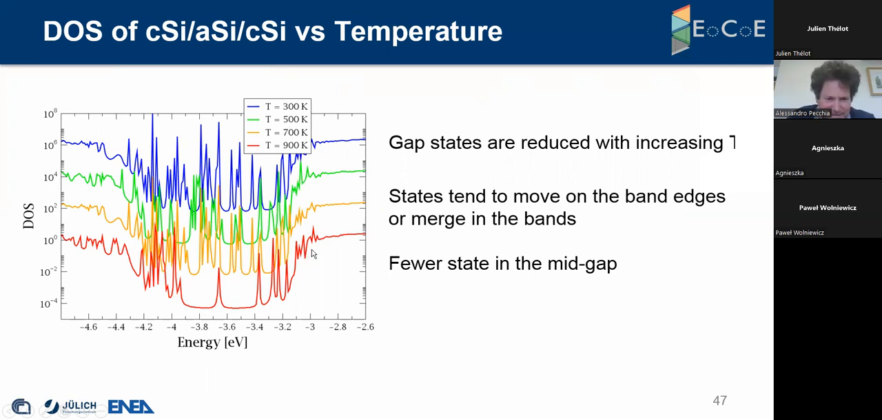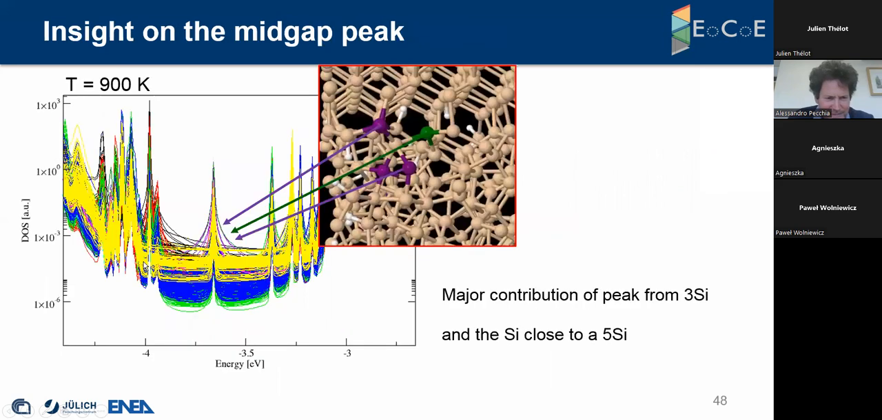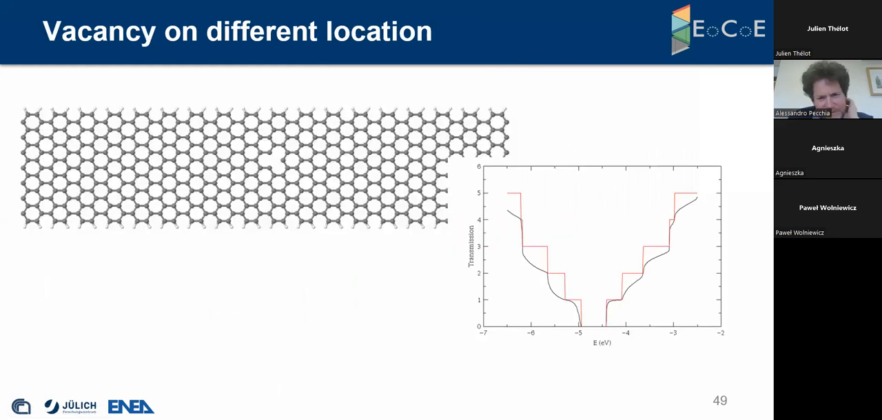But after a cycle of high energy, high temperature annealing, this gap is sort of cleaning up in a way that there are less states, less defective states. Although the states don't disappear completely. They move to the edges of the band. We can look more closely where these defects come from, and typically they do come from trivalent silicon, for instance, that gives peaks in the transmission. So there is really a one-to-one mapping with this tutorial.